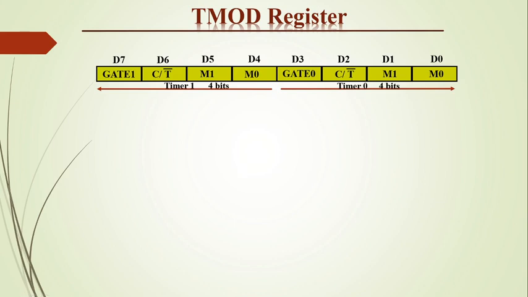Again, the TMOD register is used to configure these timers in mode 1 or mode 2. For timer or counter 0, we are using the lower 4 bits of the TMOD register. To use this counter in mode 1, we give the same value to the M1 and M0 bits of the TMOD register, that is 0, 1. But to use this timer as a counter, we make the C/T bar bit equal to 1. That means by making this bit equal to 1, we are using this timer as a counter.